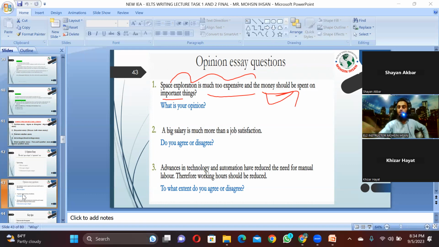Now, if you disagree, you would say the money or wealth should be spent on needs. It should be spent on the poor, on needy people, and on other things of the society.